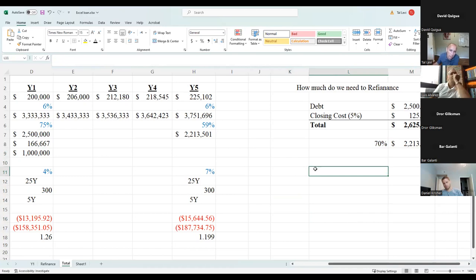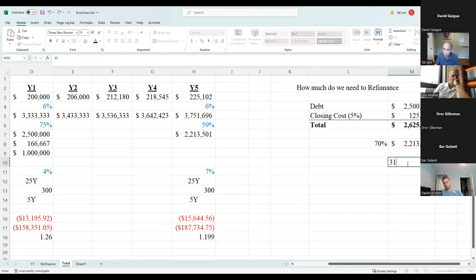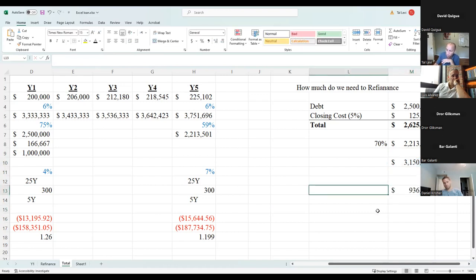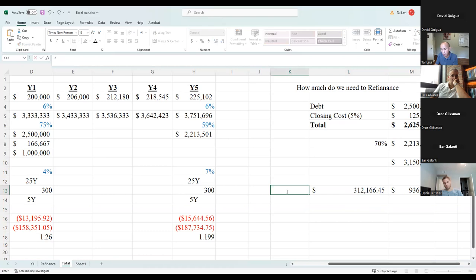Okay, this building is worth, let's say for the argument, 3.1. We have $2.2 million in loan, which means we have about $900,000 in equity between the three of us, right? Okay, so we decided that this property is worth now 3,150. Market value is 3,150 because no investor is going to come in. We have a loan of $2.2 million, and each one of us owns about $312,000. Okay, we need $400,000, and you have 33% each, right?